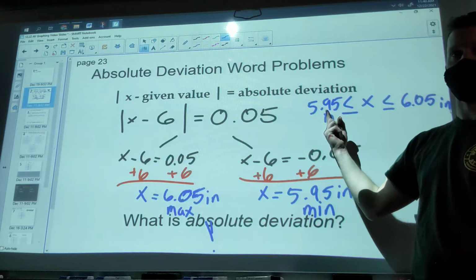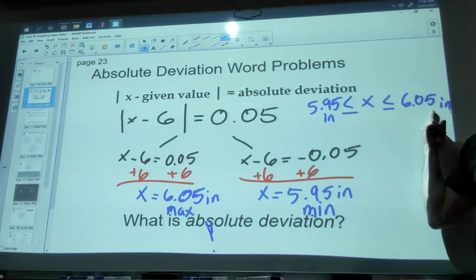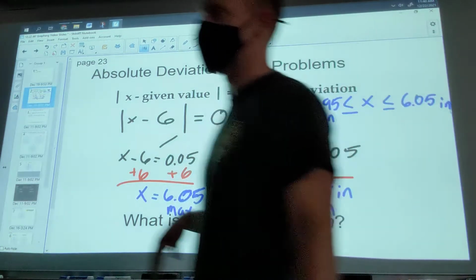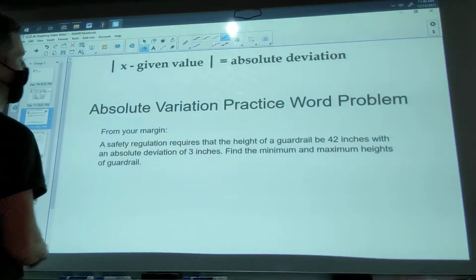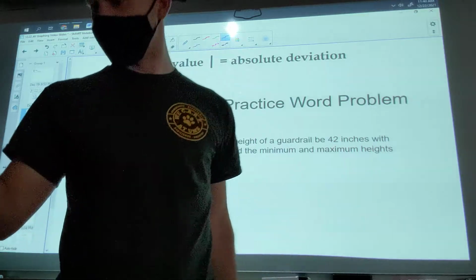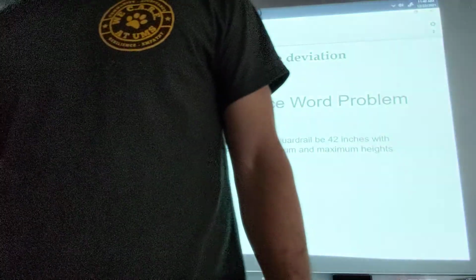Is this number 0.05 less? Is this 0.05 more? That's fine. But I am looking for you to do it algebraically. So what I want you to try now is on page 23, in the margin.